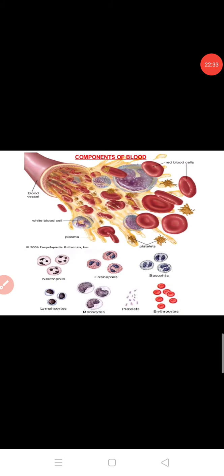You can have a look at different types of blood cells. See, white blood cells, platelets, red blood cells, and blood is actually a fluid, a liquid matrix containing all these types of cells.